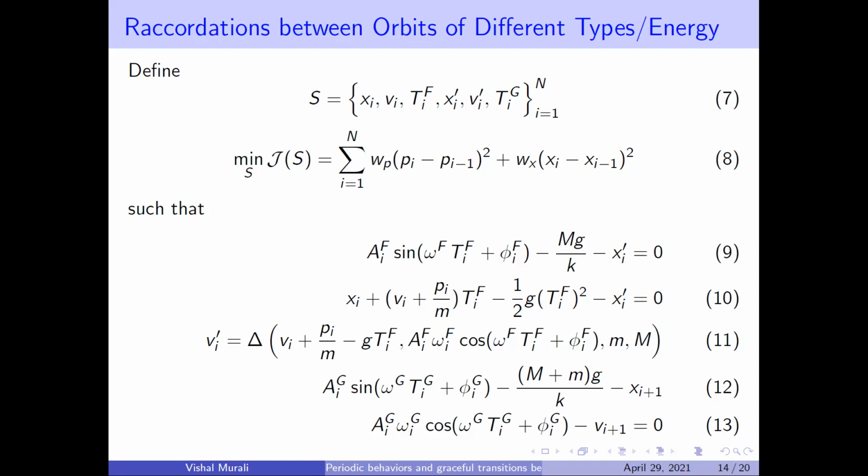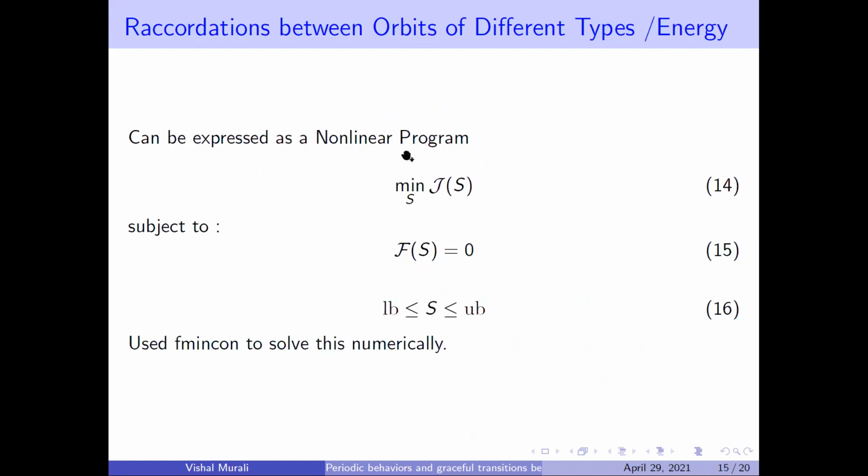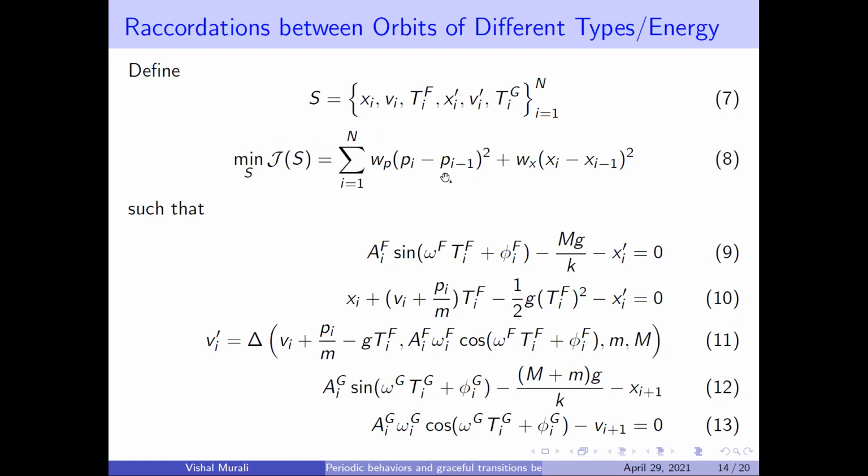In this, we essentially want to transition gracefully between different periodic orbits. So the cost that we minimize is essentially the strength of the impulse minus the previously applied impulse. So we want to change our impulsive strength as gradually as possible, and similarly the position where the impulse is applied, we would want that also to change as gradually as possible to try to get a graceful transition. And these are just the dynamical constraints.